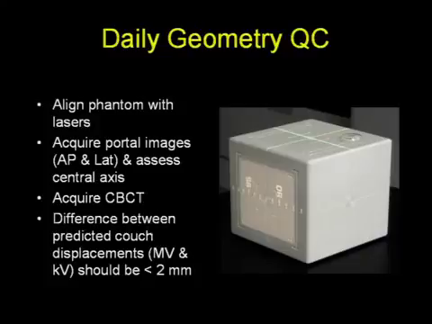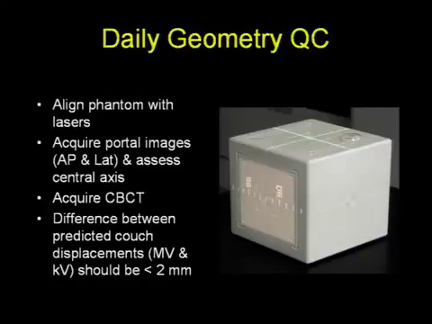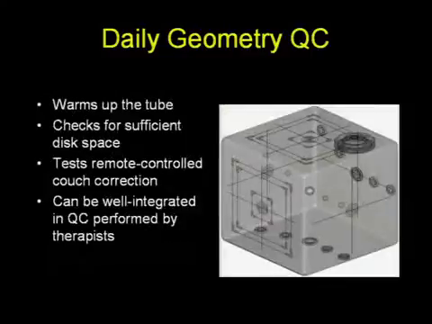So typically the way we perform daily QA is to first align this Phantom according to the room lasers, and we then proceed to acquire portal images in the AP and lateral directions to assess the central axis alignment. We then acquire a cone beam CT, and we compare the shifts recommended by the two systems. They should be in agreement, plus or minus 2 millimeters.